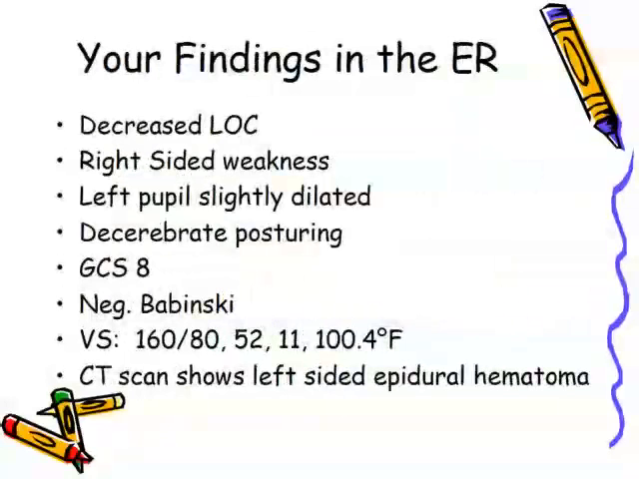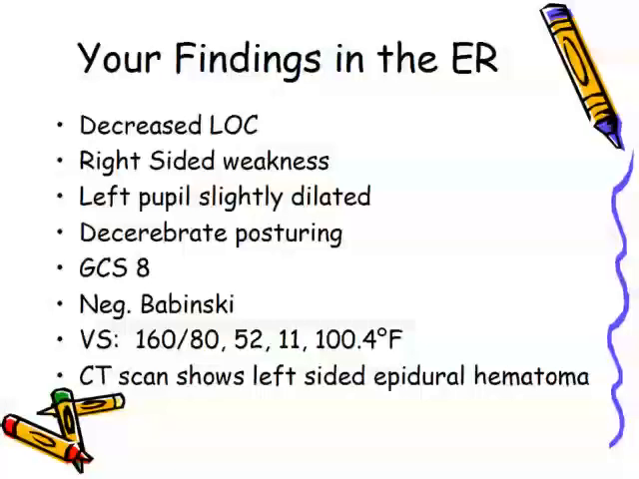When you get this patient into the emergency room, you note on assessment a decreased level of consciousness. Patient is noted to have right-sided weakness. The left pupil is slightly dilated. Patient is noted to have some decerebrate posturing to painful stimulation. Has a Glasgow Coma Scale of 8, has a negative Babinski sign. Vital signs are as listed. That patient has an elevated systolic with a pretty stable diastolic. Patient has low pulse, low respiration, slight fever, and patient goes down for a stat CT scan, which comes back showing that the patient does have a left-sided epidural hematoma.